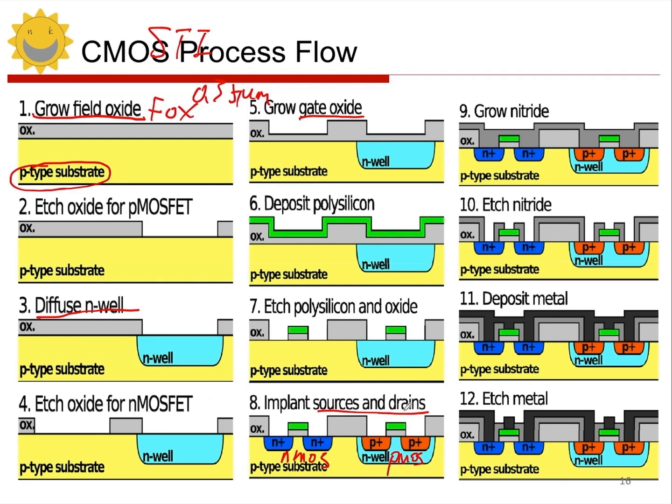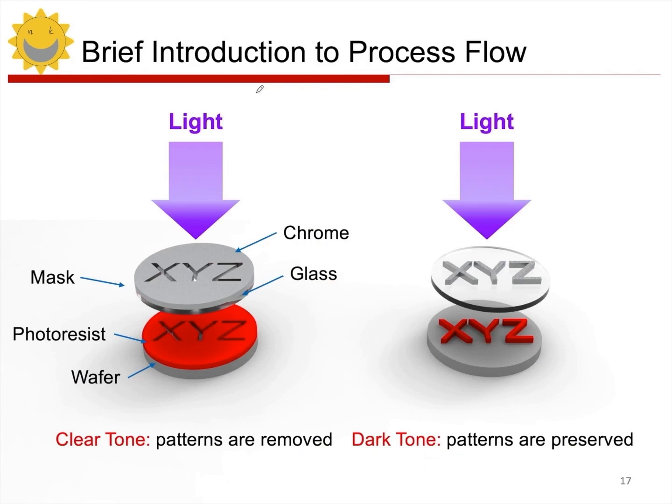Now that both NMOS and PMOS have been formed, what do we do next? We create interconnections, right? First, we need to grow some nitride, then etch holes, followed by metal deposition, and then perform metal etching. This way, we can create the interconnect lines. This is a simplified process flow.